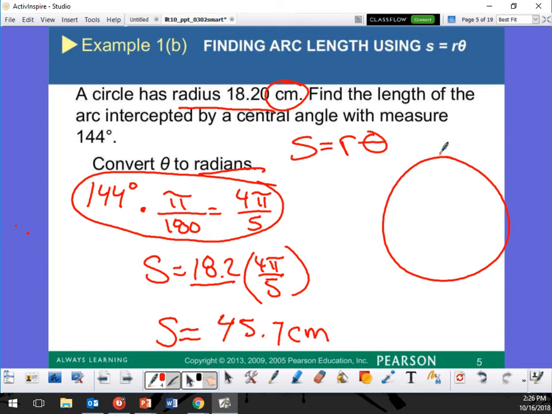See, I will show you guys right here. The arc length that I'm going to be using is going to be from here, 4 pi over 5, all the way to here. If I have a central angle here, and this is 18.2, I'm going from here to here. That's what it's asking for. It's asking for just this piece of the pizza crust. Yep, arc length is pizza crust. It's almost half the circle, right? So arc length is only pizza crust. Does that make sense?